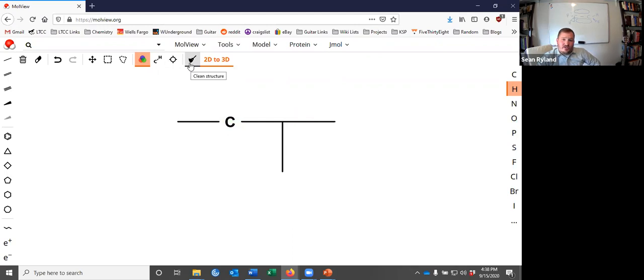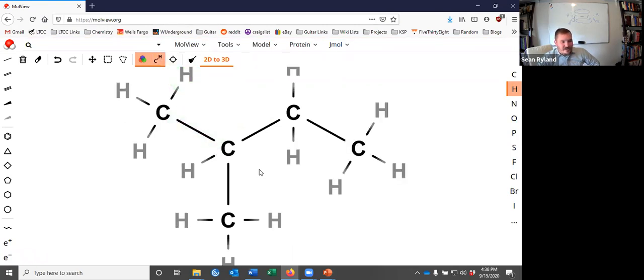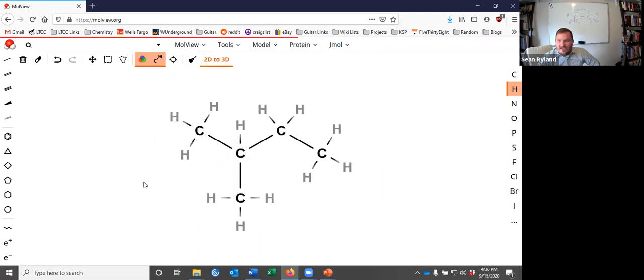And so it has this really nice feature that's going to make it really easy for you guys to make your stuff look good. This broom here, if you hover over it with the mouse, gives you "clean the structure." Clean the structure means make it look good. So when you hit that, it rearranges everything. If you add the hydrogens back in and it looks complicated, you can hit clean again and it'll rearrange everything so that everything's nice and well proportioned away from each other.